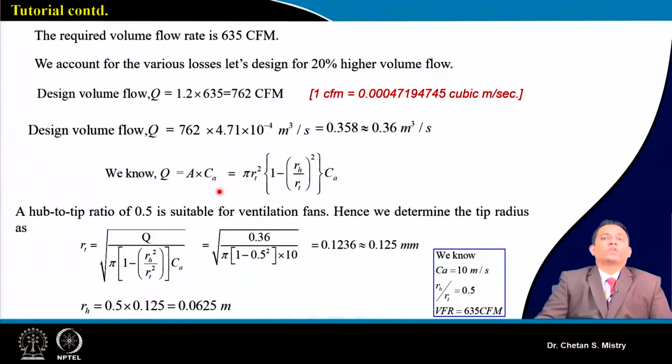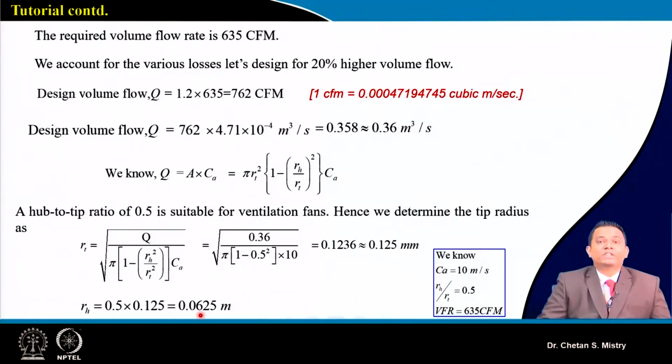Now for such a configuration, we can roughly assume the hub to tip ratio to be 0.5. Here we also need to accommodate our motor in the hub region. Sometimes the dimension of that motor is known to us, and based on that we can decide our hub diameter. Here nothing is mentioned in that specific way, so we will consider the hub to tip ratio as 0.5, and putting that in, my hub diameter comes to 0.0625 meter. We are talking about small dimensions.